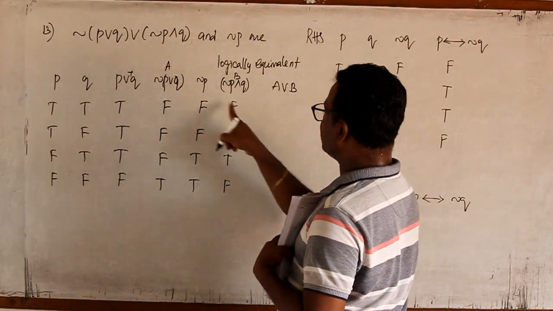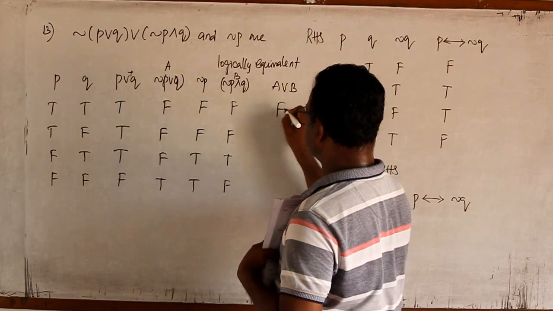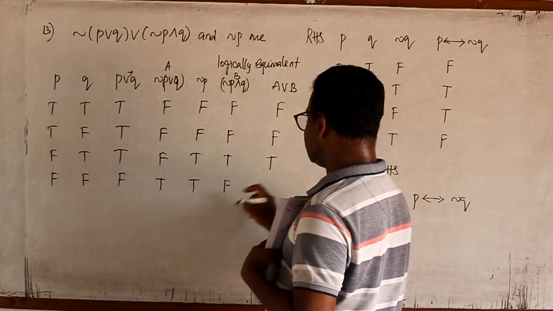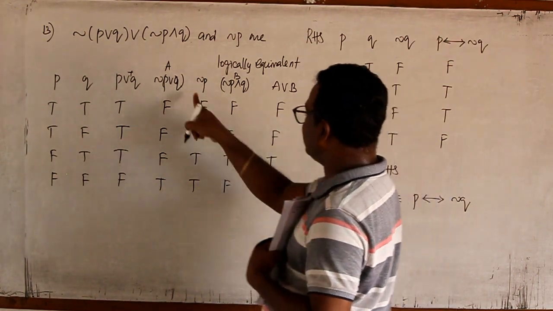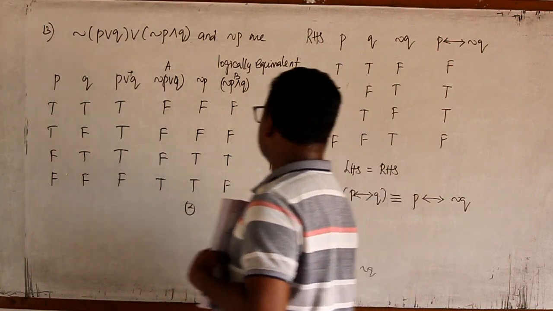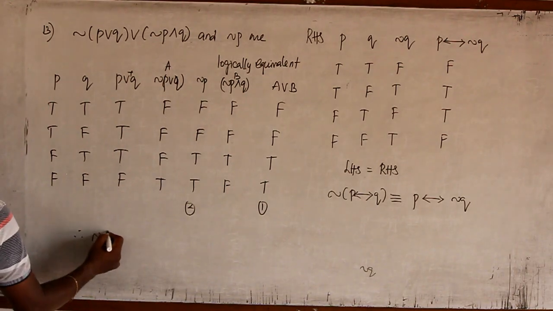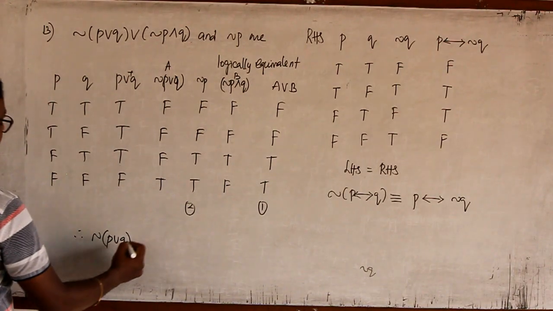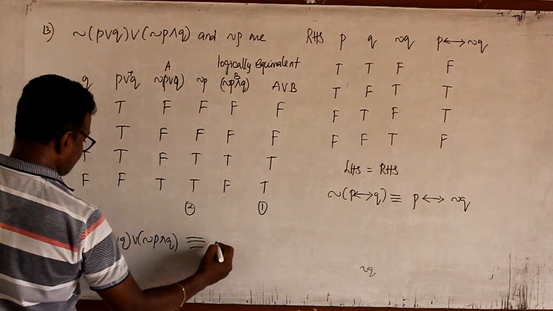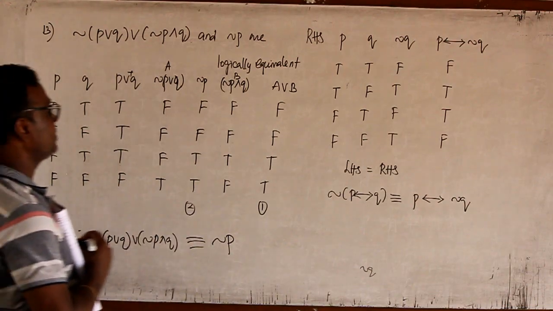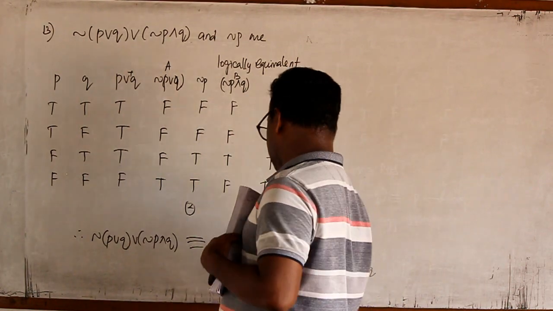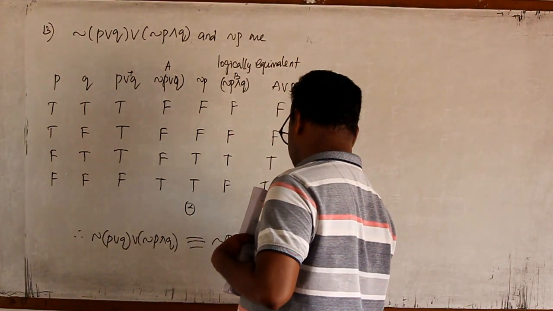Now this is where I must add. 0 plus 0, 0. 0 plus 0, 0. 0 plus 1, 1. 1 plus 0, 1. Is it the negation of P? So you keep this one as 1 and this one as 2. See, both are equal. Therefore, (P or Q) negation, or (negation of P and Q), is equivalent to negation of P. Right?